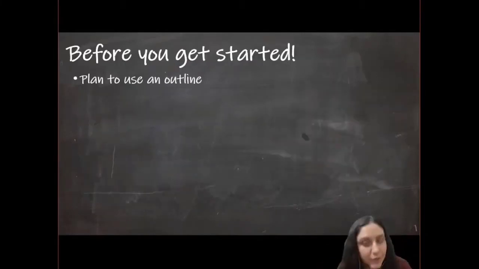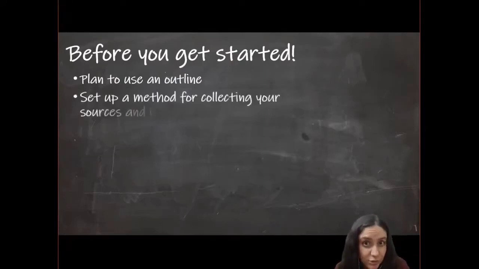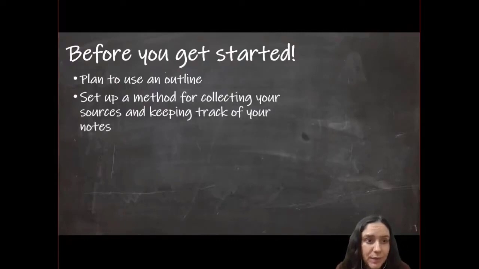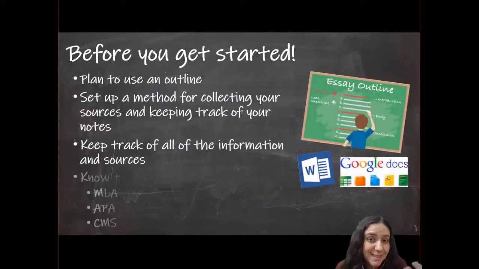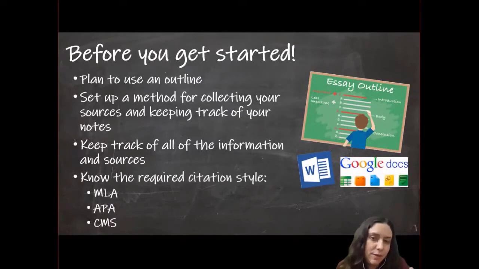Now, before you get started, we all have to come up with a plan. What I want you to do, or to get into the habit of, whenever you have a research project, plan to use an outline and come up with a method for collecting and keeping track of all of your sources and all of your notes. For this class, you only have to find 5 great, really fantastic sources. When you take advanced level courses, either psychology, sociology, or transfer to CSU, Pepperdine, etc., you're going to be doing more extensive research projects where you may have to find 10, 15, 20 sources.